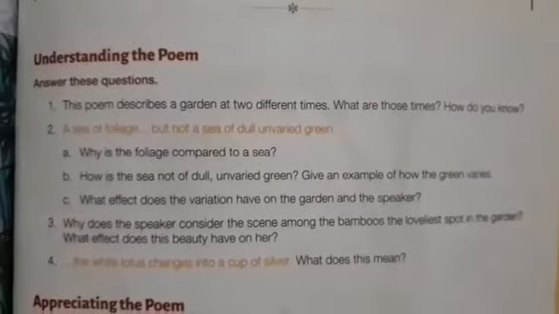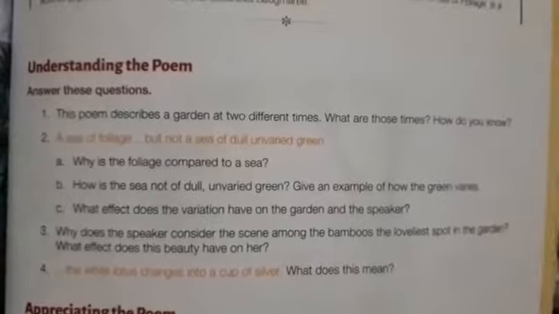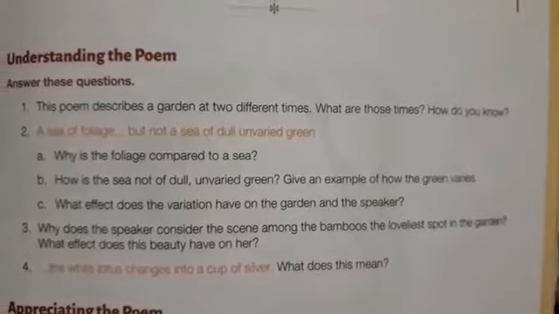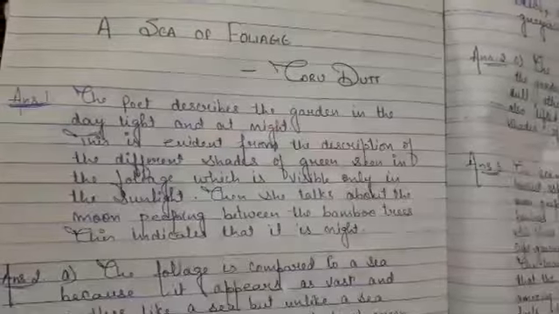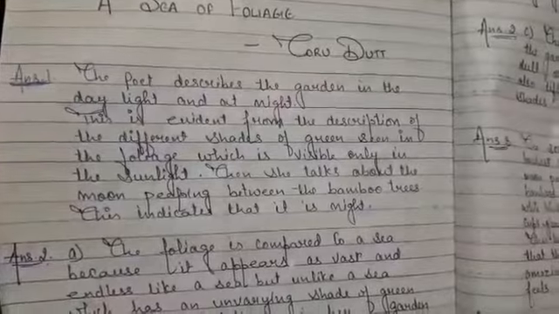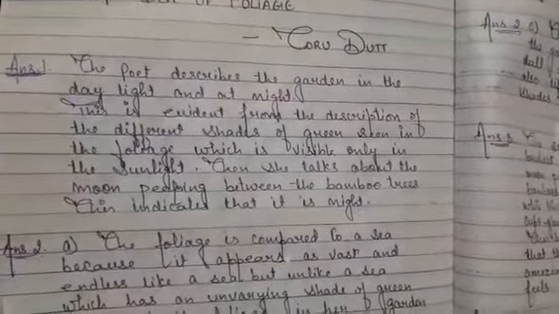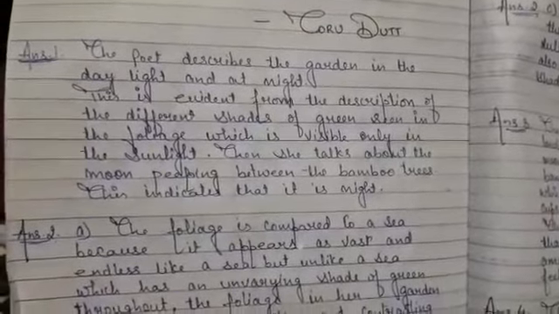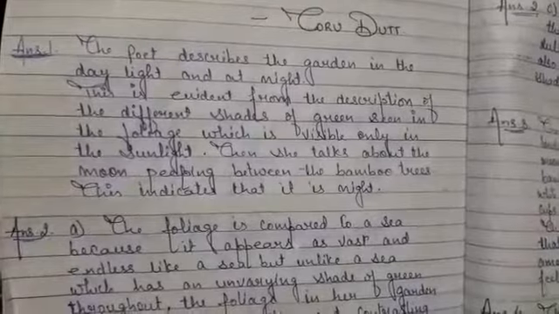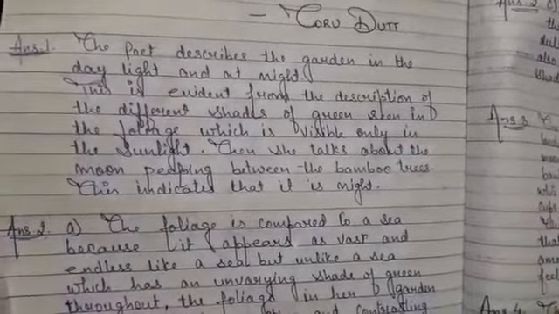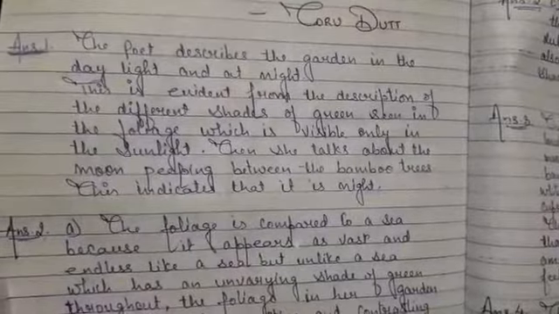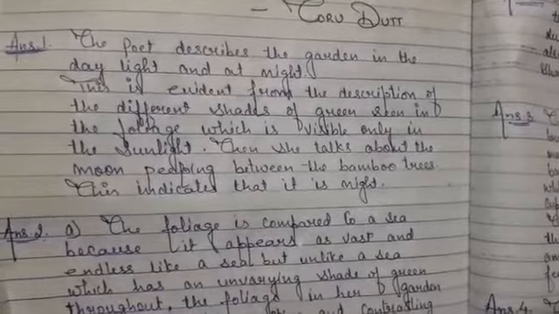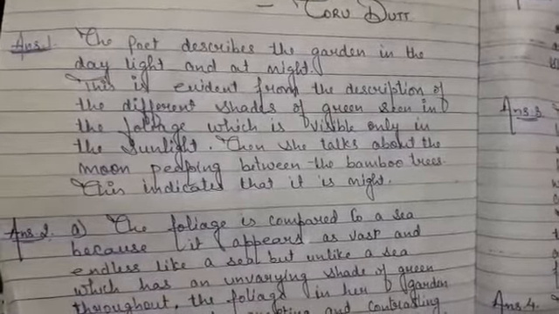So the first question is, this poem describes a garden at two different times. What are those times and how do you know? So the answer is, the poet describes the garden in the daylight and at night. This is evident from the description of the different shades of green seen in the foliage, which is visible only in the sunlight. Then she talks about the moon peeping between the bamboo trees. This indicates that it is night.